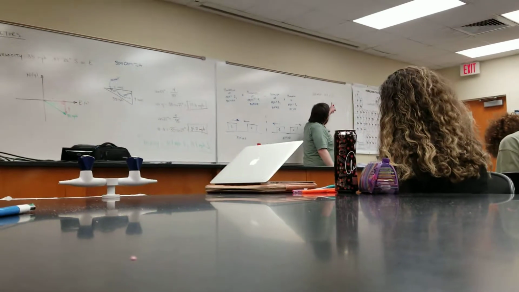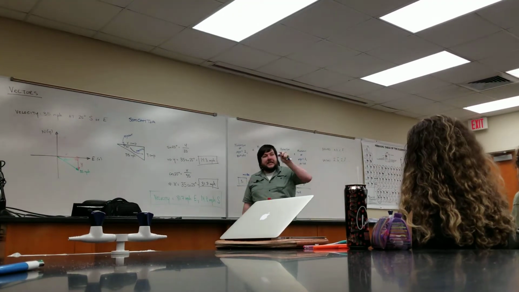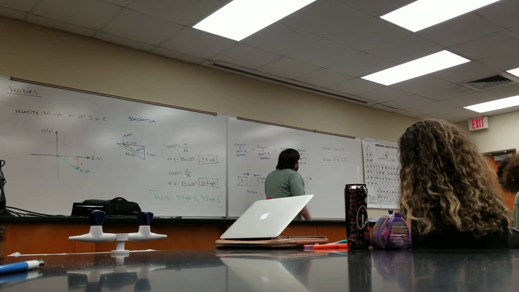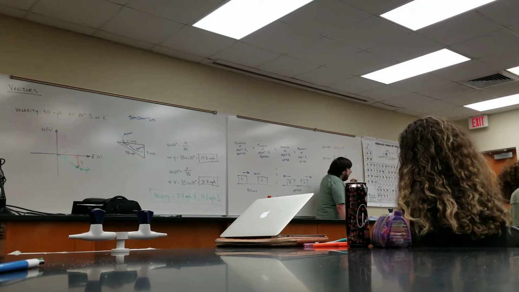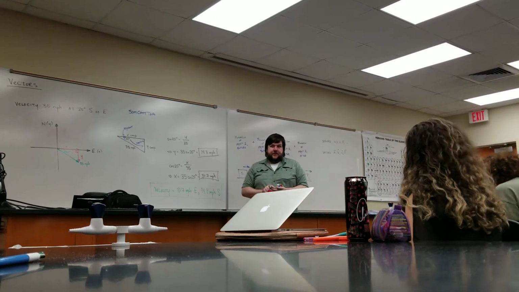So if you encounter a variable that's x with nothing above it, that bit of information you're assuming is a scalar. If you encounter x with an arrow over it, that bit of information you're assuming is a vector.